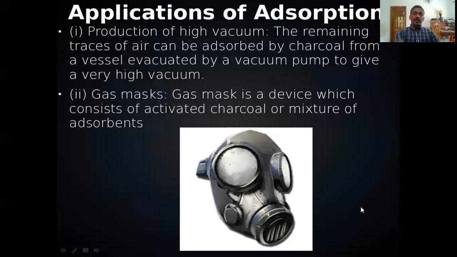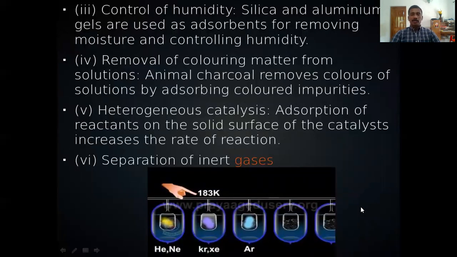Another important application of adsorption, removal of moisture or control of humidity. Silica and aluminum gels are used as adsorbents for removing moisture and controlling humidity. Aluminum gel is not familiar to us, but silica gel, use of silica gel, that is very familiar to us. Silica gel adsorbs moisture. Thus, it is possible to control humidity.